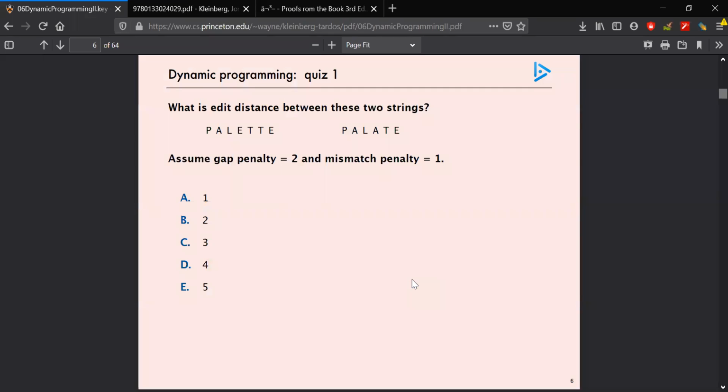Let's move ahead. So this is a quiz for us. These are the 2 strings. Assume that the gap penalty is 2 and the mismatch penalty is 2. So what is the best matching that you can come up with for these strings? What is the cost of the best matching? There are 5 options. Come on, anyone can just tell the answer as soon as they figure it out.